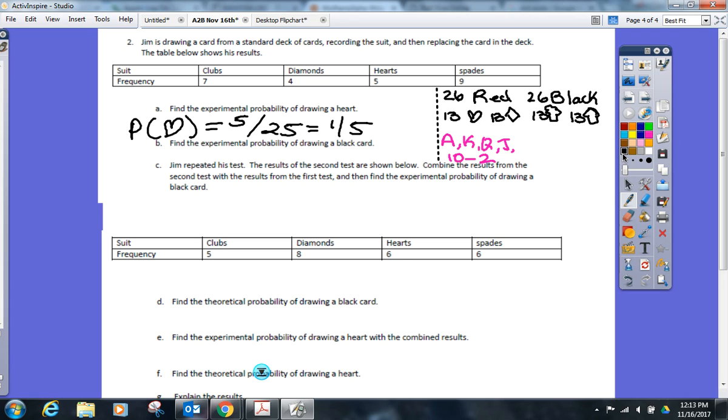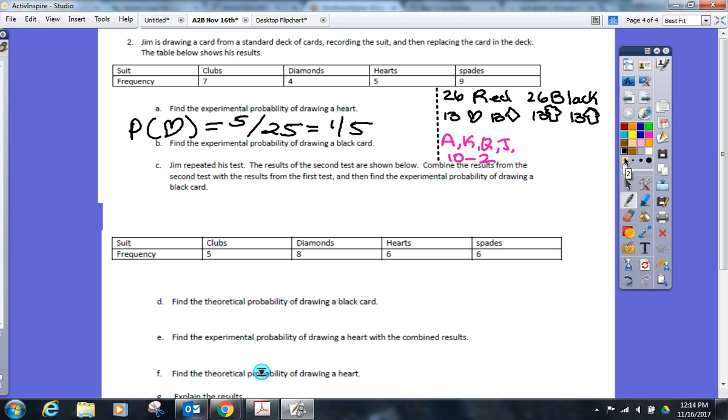All right. So here's what this guy did. He did a second test now. He did it again. He did a second experiment. Here's what I need you guys to do. Combine both his experiments right now. We're going to do probabilities based on both of his experiments combined. Oh, we should actually answer the questions first, huh? Sorry. Part B. Find the experimental probability of drawing a black card.